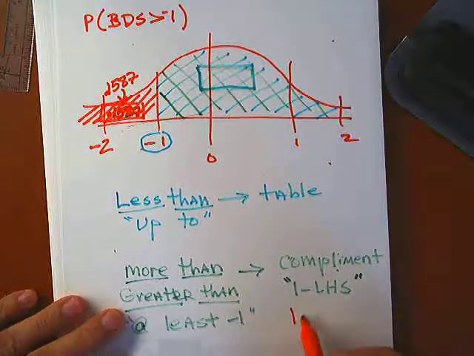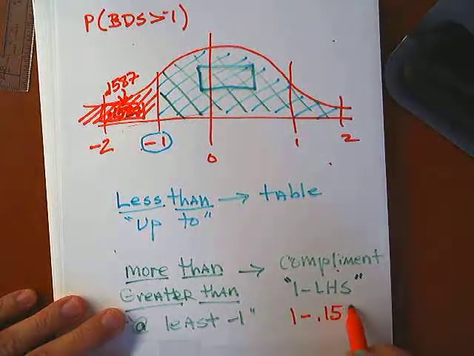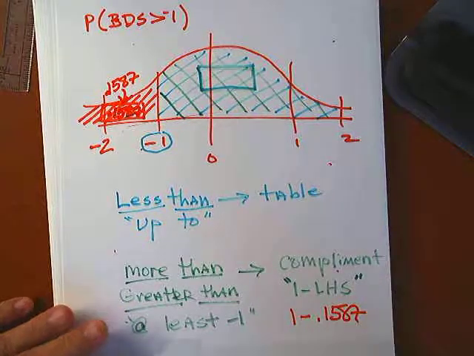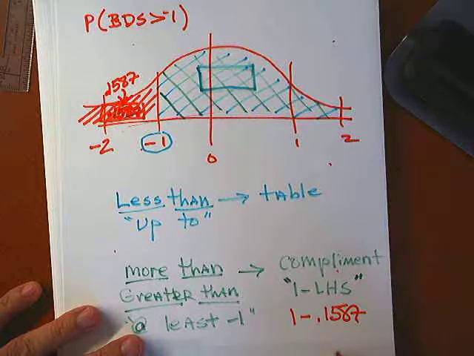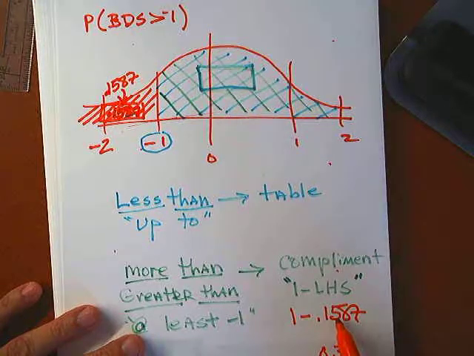0.1587. Oops, sorry. I'm going to quit zooming in and out because it messes the camera up. All right, so this area is 0.1587. Well, that's not what we want.